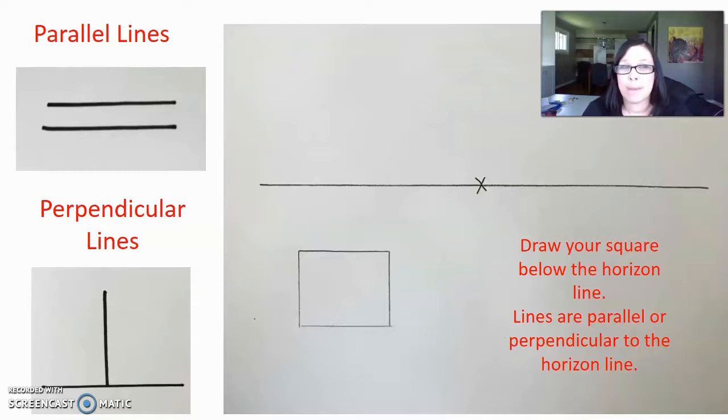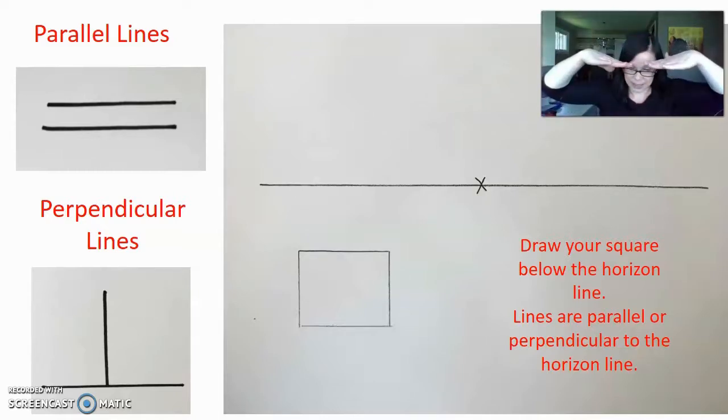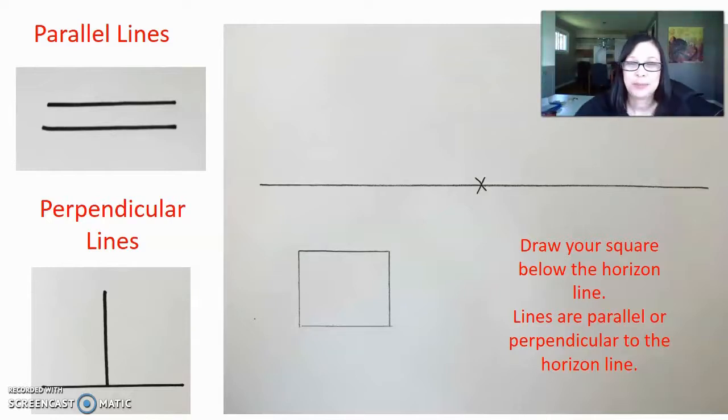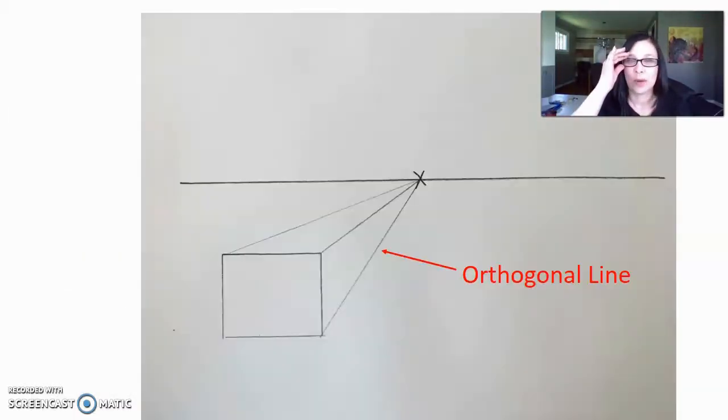If I draw a square below my horizon line, then it's like I'm looking down at it, okay? The next step is to draw diagonal lines from the corners of my square and match them up with the vanishing point. Those are called orthogonal lines. I lined up three corners of my box with the X. I didn't do the fourth corner because you're not going to see that anyway. It's going to be behind my square. I'm going to draw lightly because I'm going to erase some of this later.